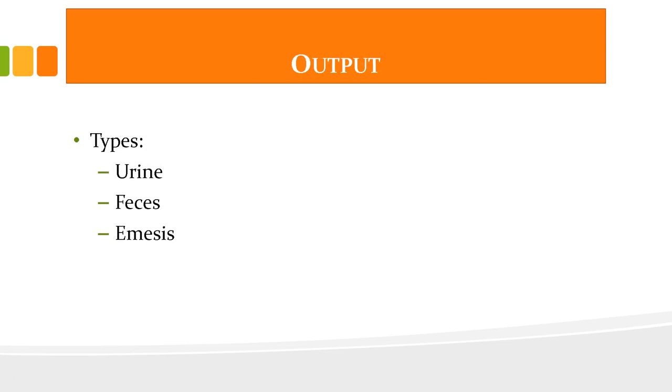Output includes urine, feces, and emesis. It must be a liquid. Urine will be measured and recorded as milliliters, as well as emesis, the medical term for vomit. Feces will be recorded as the approximate size.